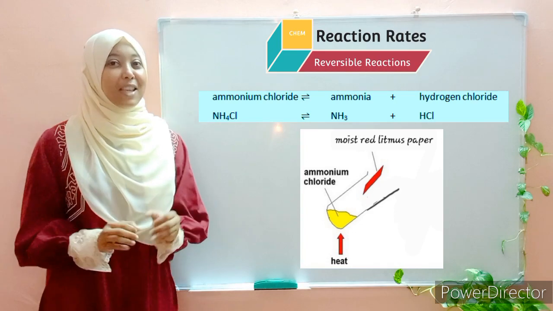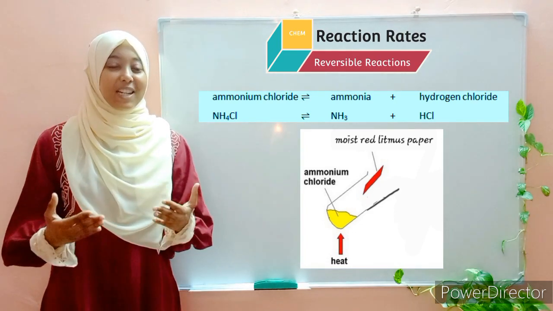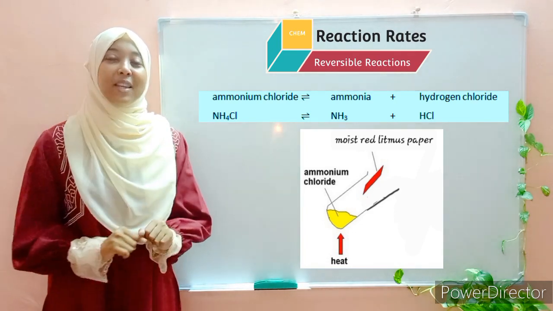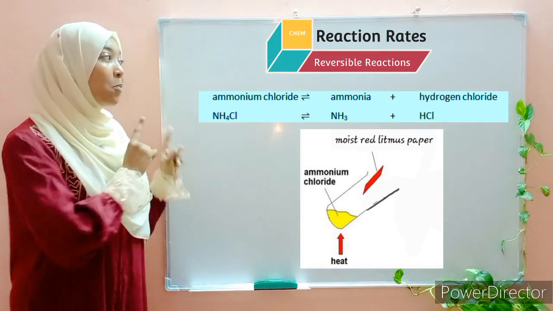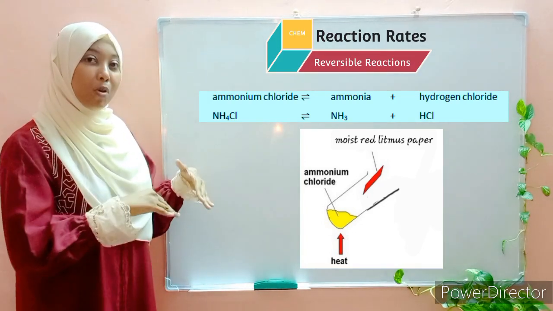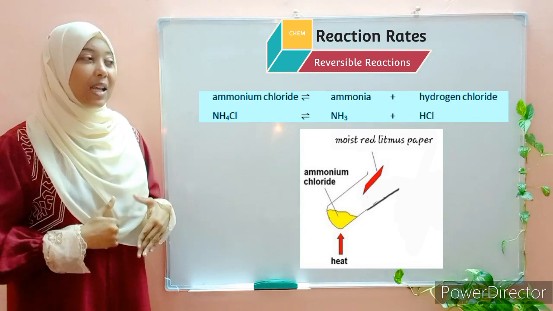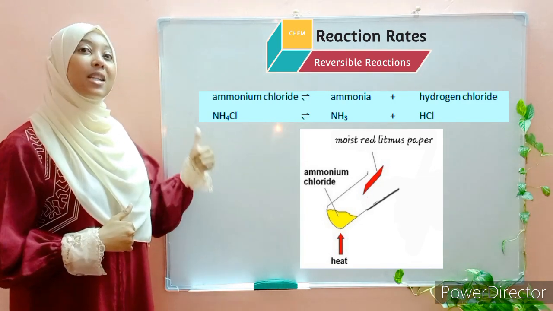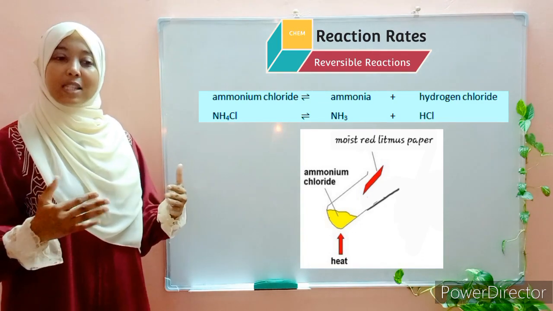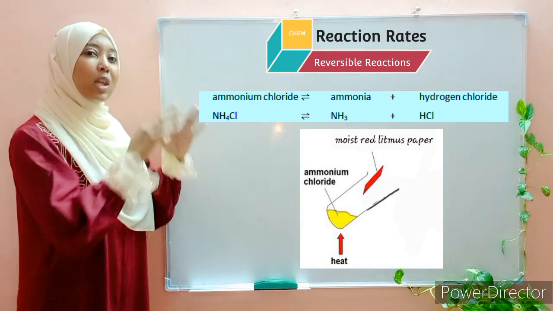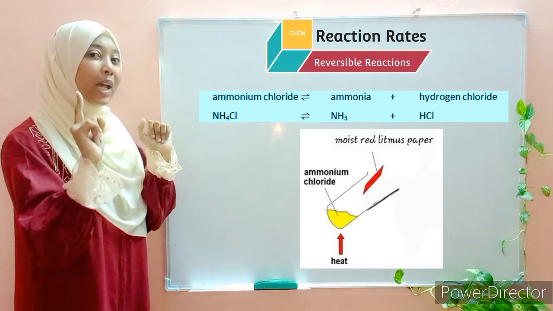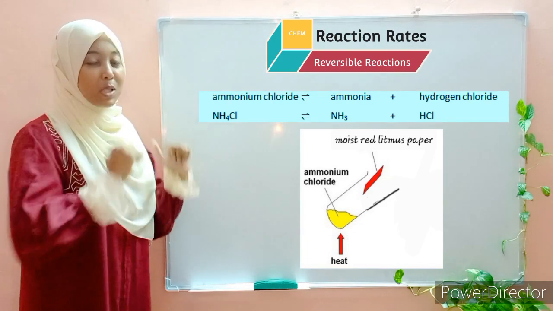Okay, I think that should have been enough time to formulate an answer. Let's now discuss it together. So we are saying that ammonium chloride on heating decomposes to form two gases, ammonia gas, which is a basic gas, and hydrogen chloride gas, which is an acidic gas. So these two gases are then going to diffuse to the upper parts of the boiling tube where we have our moist red litmus paper.